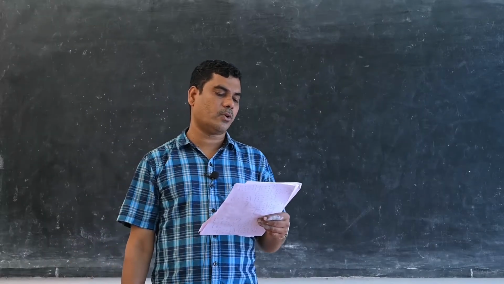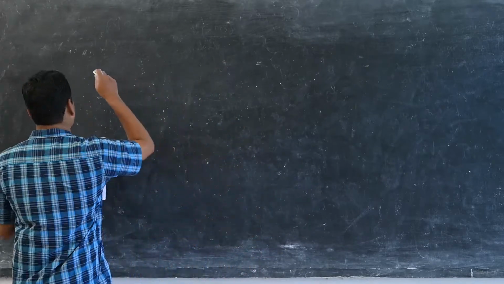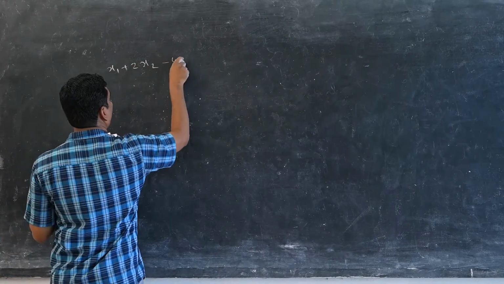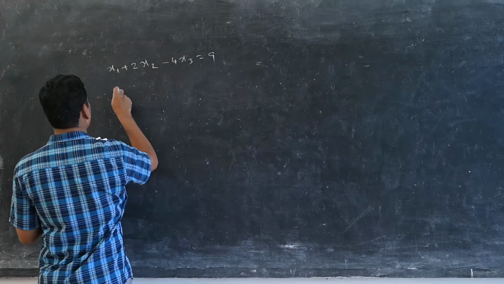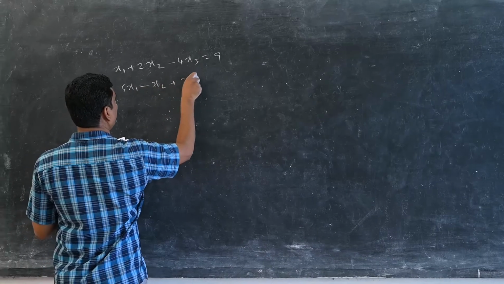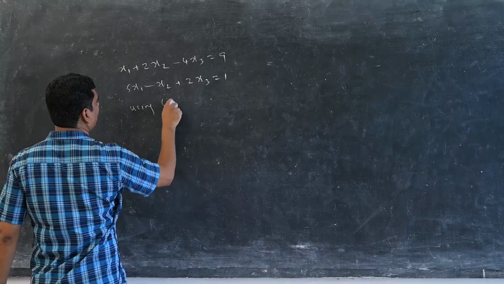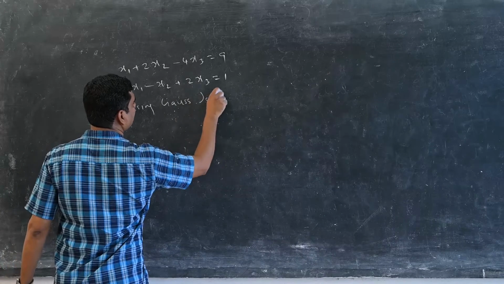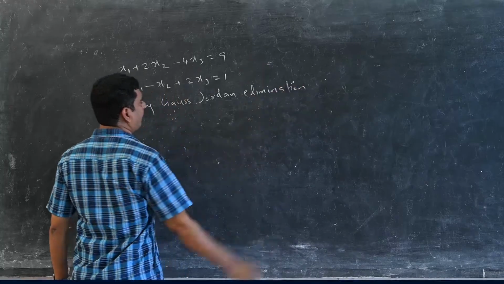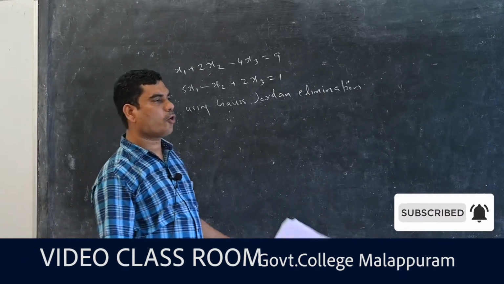Another example, solve the system of linear equations x1 plus 2x2 minus 4x3 is equal to 9, 5x1 minus x2 plus 2x3 is equal to 1, using Gauss-Jordan elimination method. This is a non-homogeneous system.